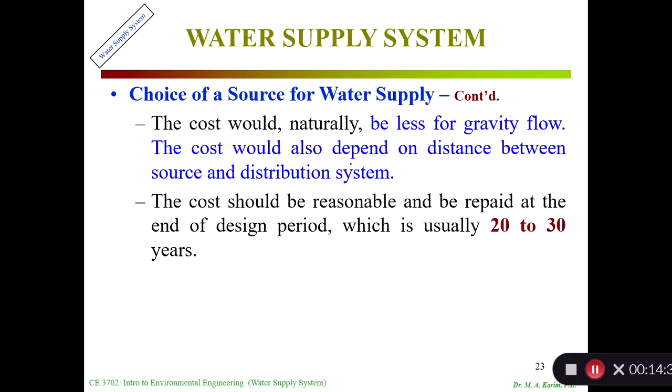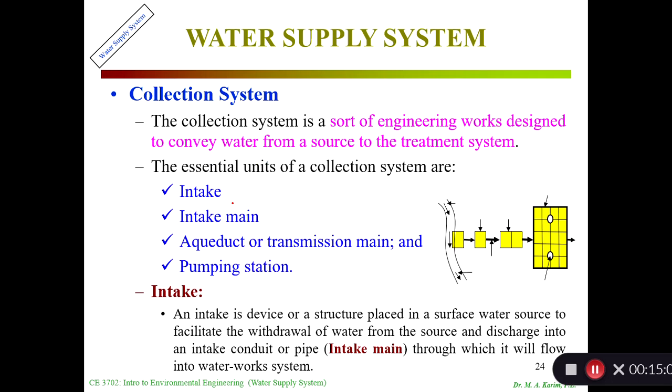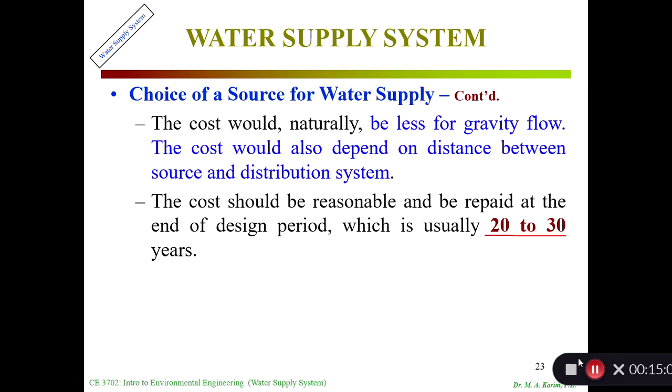Okay, the cost would naturally be less for gravity, and the cost would depend on the distance between the source and the distribution system. The cost should be reasonable and be repaid at the end of the design period, which is usually 20 to 30 years. So that means that for the purpose of the business, we have to recoup the money in a number of years. Okay, the collection system. Let's finish this one here, and we'll start from the other.